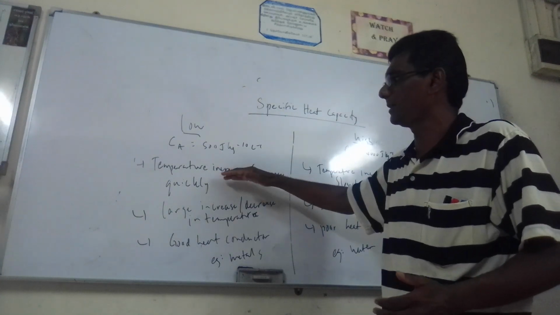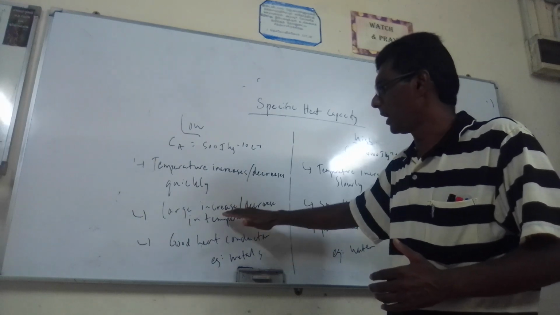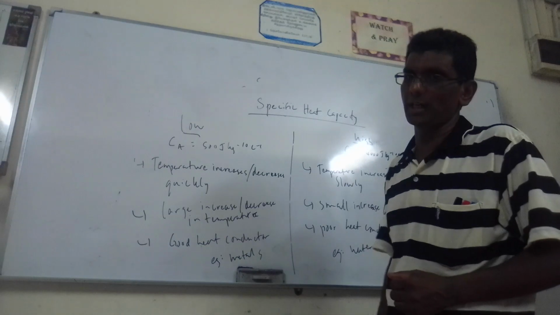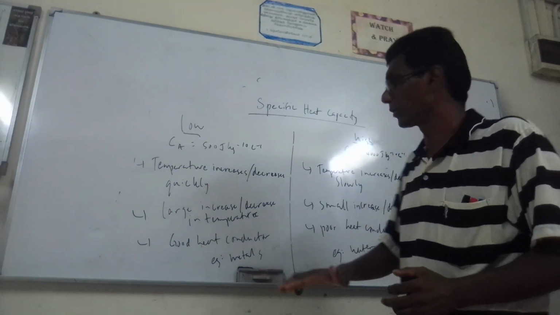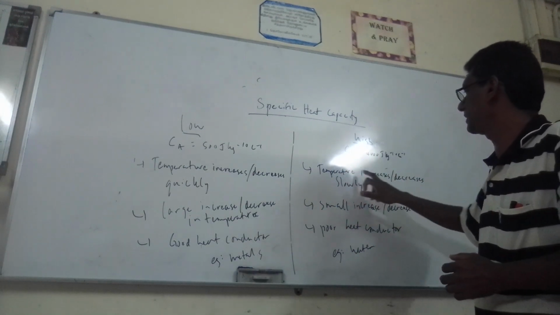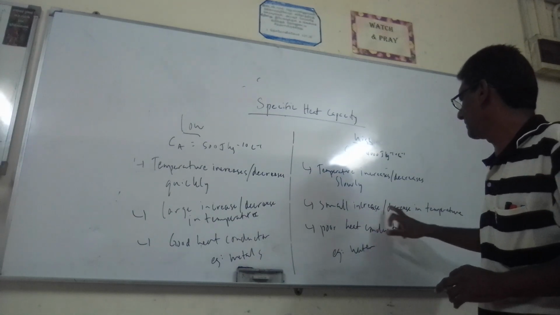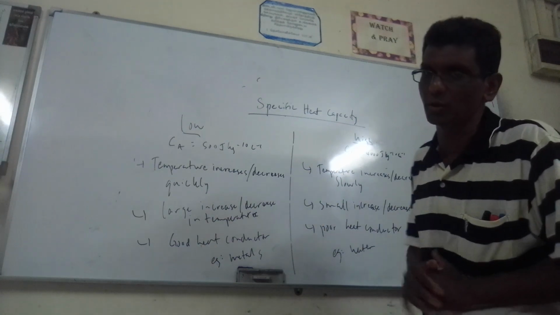Low specific heat capacity: temperature increases or decreases quickly, a large increase or decrease in temperature, and a good heat conductor. So low specific heat capacity is a good heat conductor. High specific heat capacity: temperature increases or decreases slowly, a small increase or decrease in temperature, and a poor heat conductor.